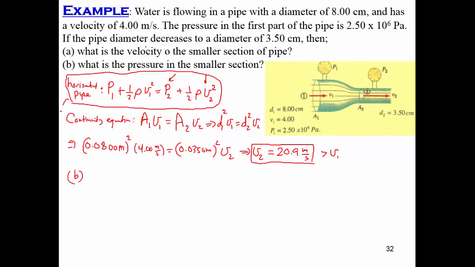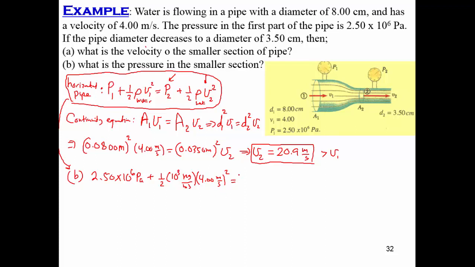So here, we'll take it and plug it here. So P1 is 2.50 times 10 to the power 6 Pascal. Pascal is Newton divided by meter squared, plus 1/2. And here the density is the density of water. This is water, and here this is water. And water is 1000 or 10 to the power 3 kilogram per meter cubed, times the speed of the fluid, which is 4 meter per second in the first part of the pipe, and this is squared.